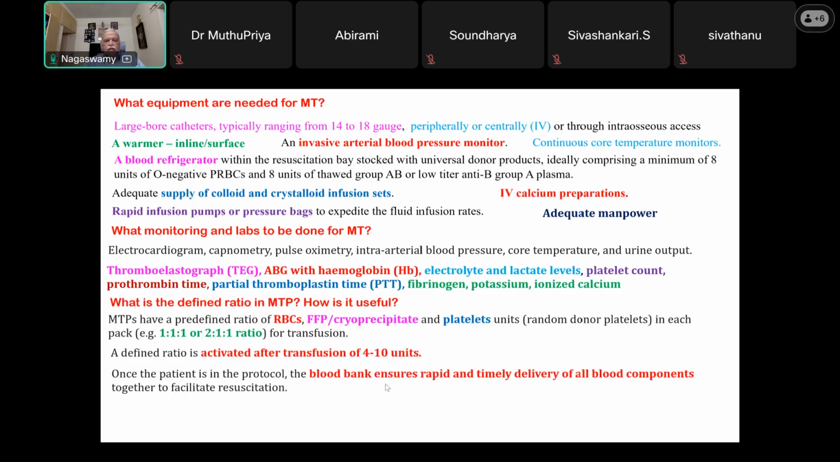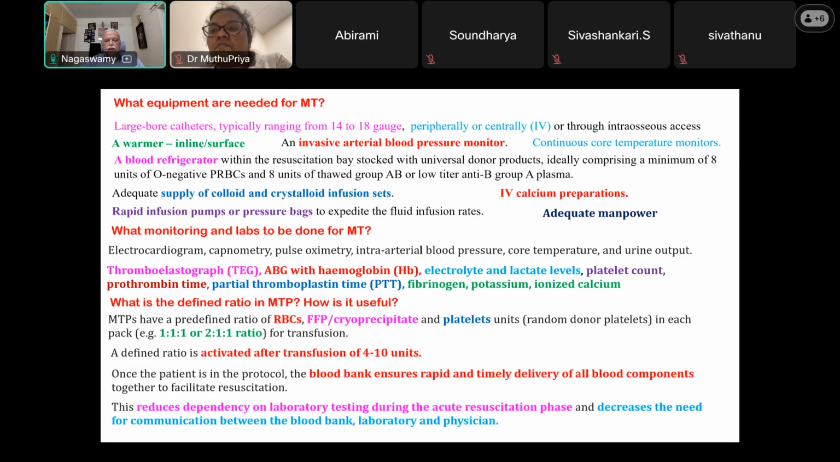And blood banks ensure rapid and timely delivery of all the components. Once you activate the protocol, then the blood banks in major institutions which regularly practice MTP will keep sending the supply until you say stop the supply. This reduces dependency on laboratory testing time, and decreases the need for communication between blood bank, laboratory, and physician.